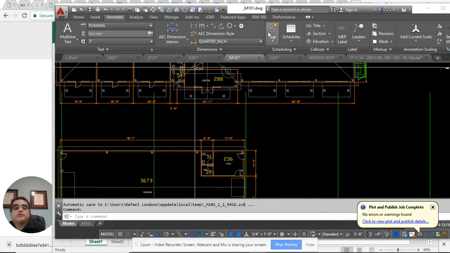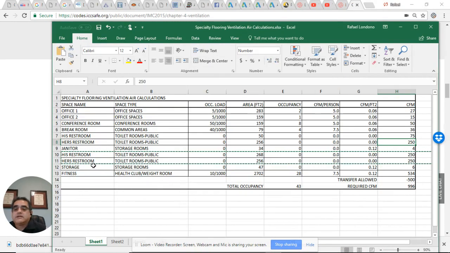So back to the spreadsheet. What happens next? Hers. So we updated the square footage for his restroom. We'll update the square footage for hers restroom, which is 54, and then we're done with that. Now the reception.